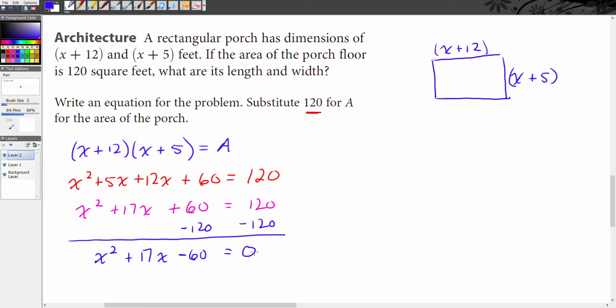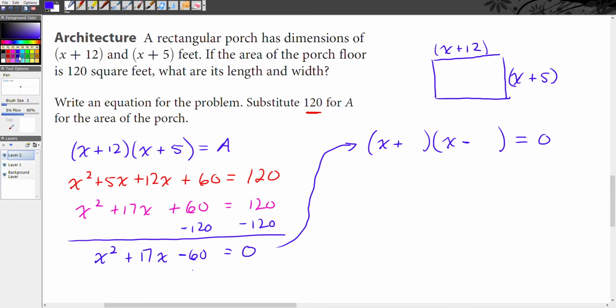Okay, and now we're going to go ahead and factor this. So we have here x squared plus 17x minus 60 equals 0. I see that my c value is negative, so what that tells me is that I'm going to have x plus some number times x minus some number equals 0. So now I got to think of two numbers that multiply together to make negative 60, and when I subtract, because I have opposite signs, I end up with 17.